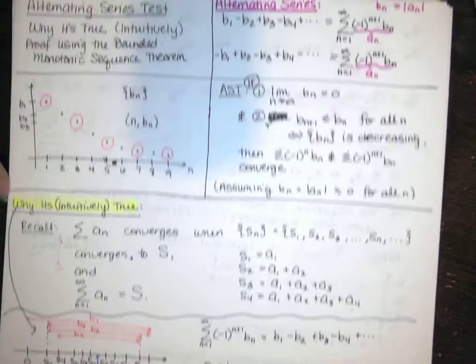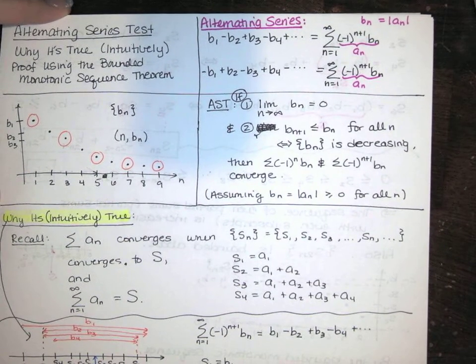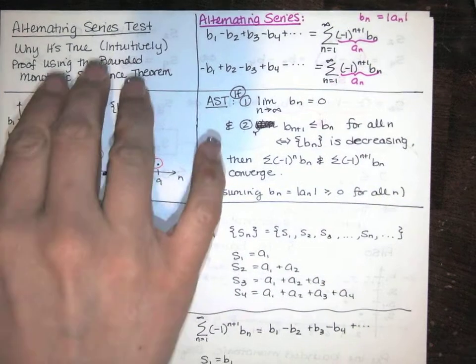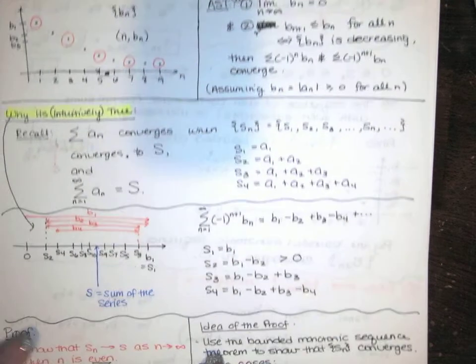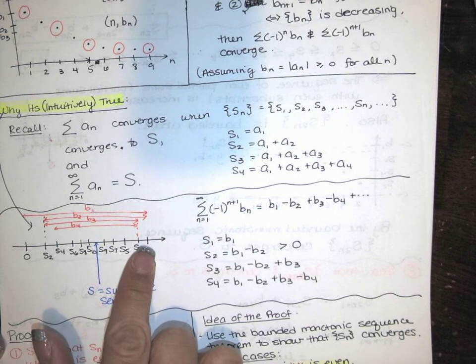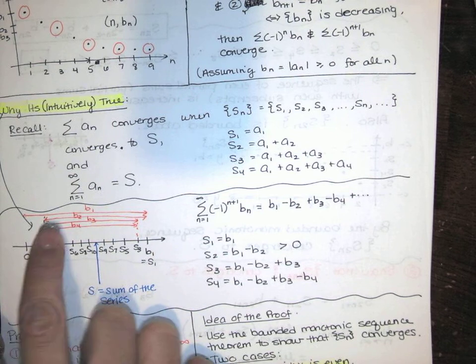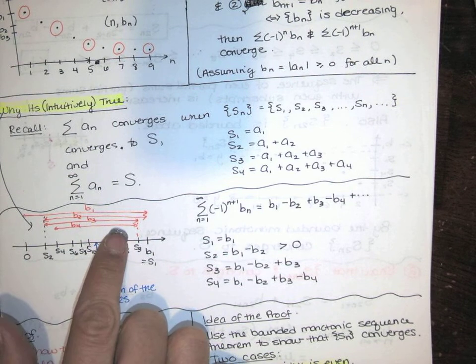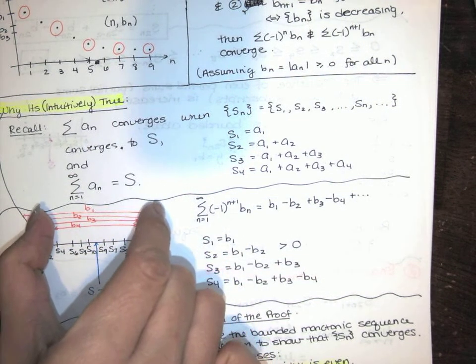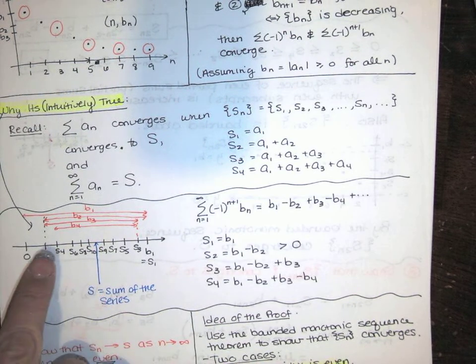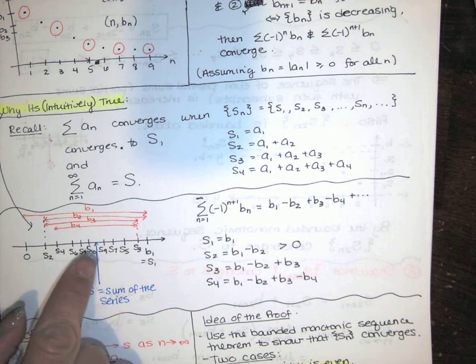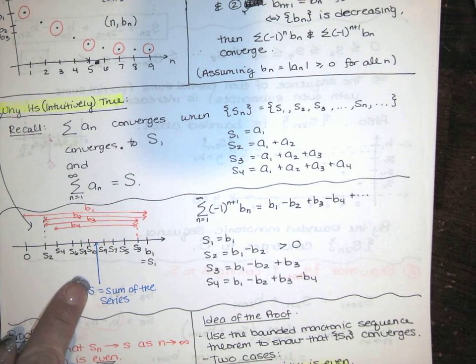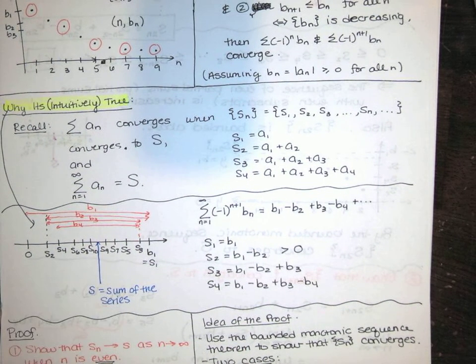Okay, guys, so that is the alternating series test. Why it's true intuitively: I'm taking a number and then subtracting something, and then adding something and subtracting something, and then adding something. And because those numbers that I'm adding and subtracting are smaller, all those partial sums are converging around some point. We're calling that s. So that's why it's intuitively true.